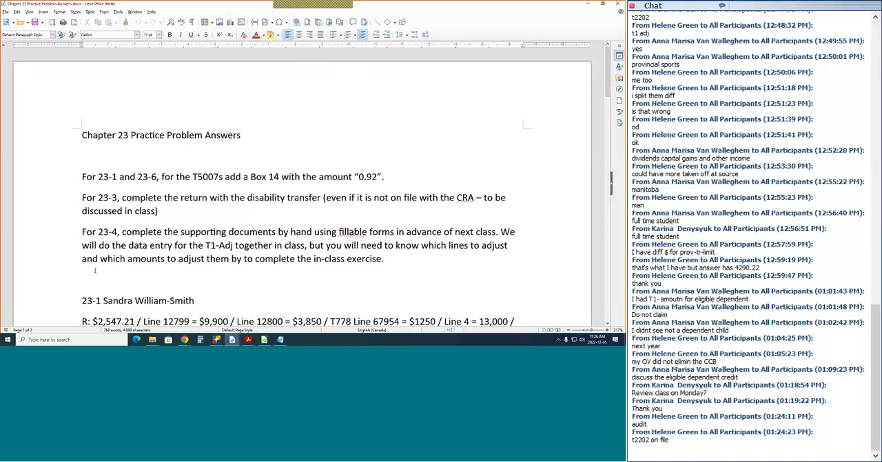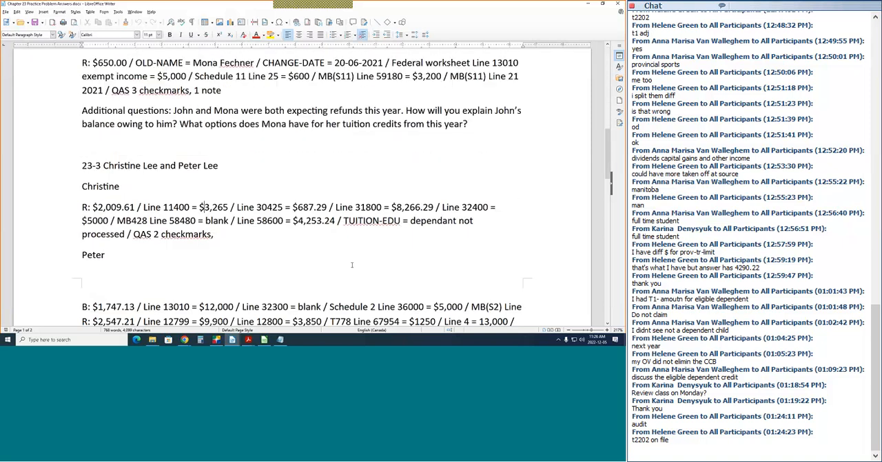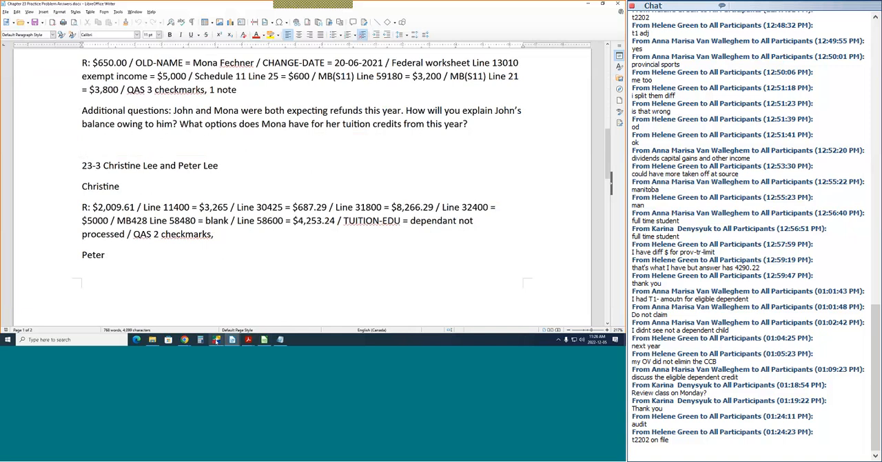So you can complete the return for the disability transfer even if it's not on file with the CRA, but you do have to warn her that there's some additional documentation we have to send to make that happen quickly, and let her know that there can be a delay. Okay, are there any questions about that? So again, if it had been a couple years ago, I would have overridden the disability transfer and claimed it without, and then done an adjustment with all of the paperwork. Now they've made it a little bit easier.